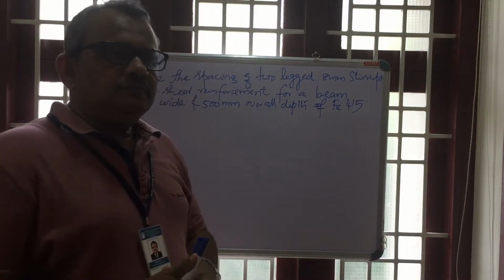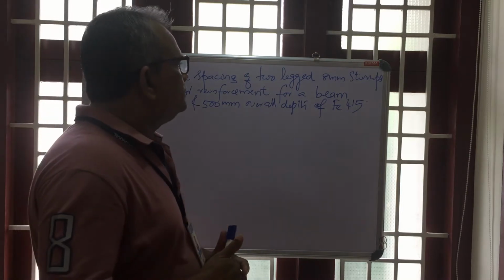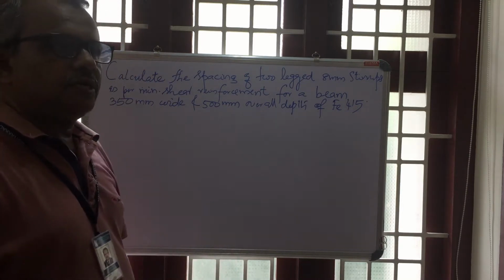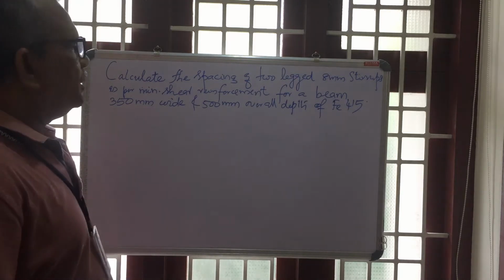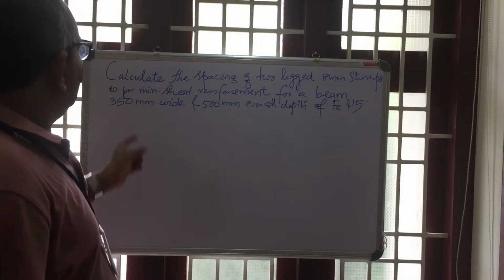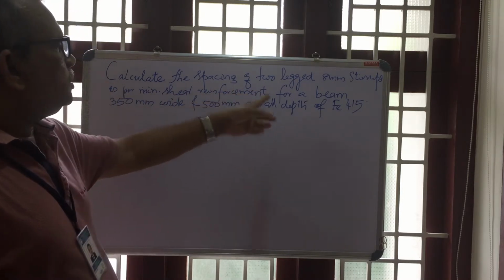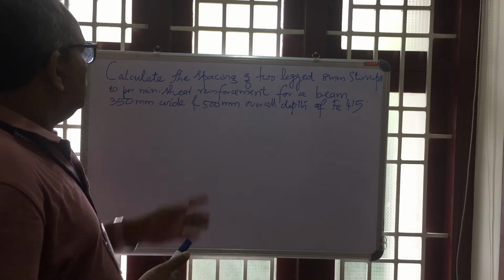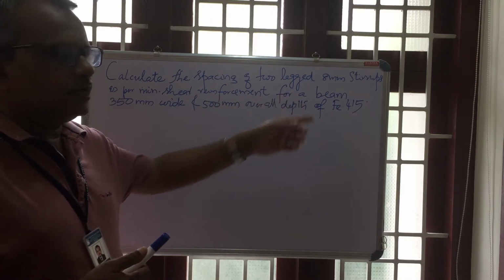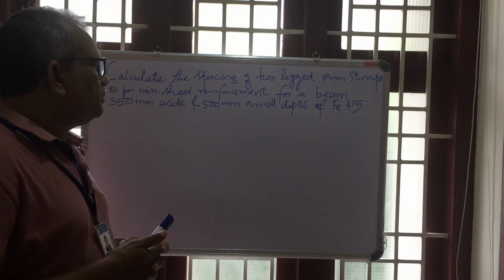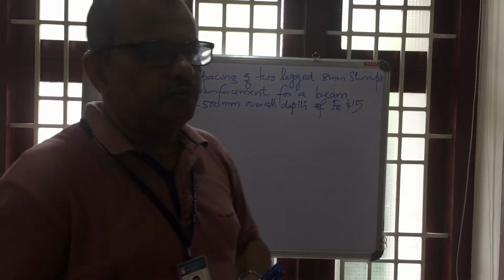Today we are solving a problem on the design of shear reinforcement, or to find out the spacing of shear reinforcements. See the question. Calculate the spacing of two-legged 8 mm stirrups as per minimum shear reinforcement for a beam 350 mm wide and 500 mm overall depth of Fe 415.